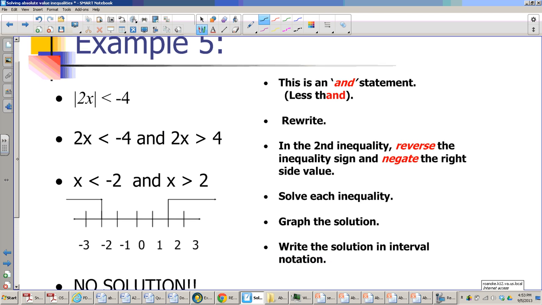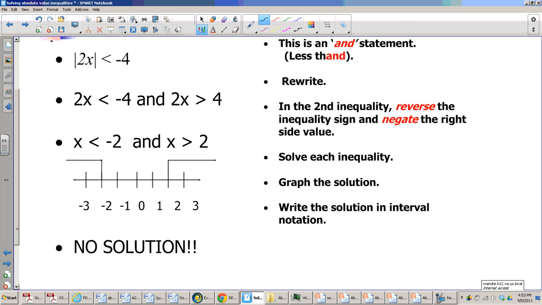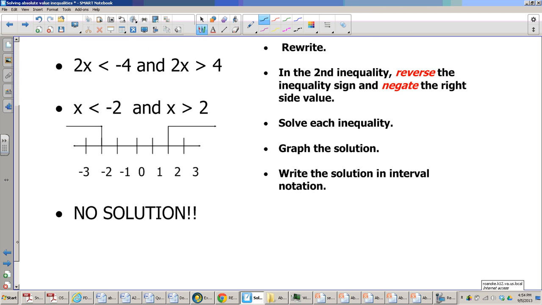We have the absolute value of 2x less than, so we have an and statement, negative 4. Now, I rewrote it. Notice, let's look at our graph. Ands normally point towards each other. Look at this graph. The ands are pointing away from each other. And for this statement to be true, both have to happen. Can any number make both statements true? No. Therefore, we have no solution. How would we write that? Interval notation. We have our interval with blank.